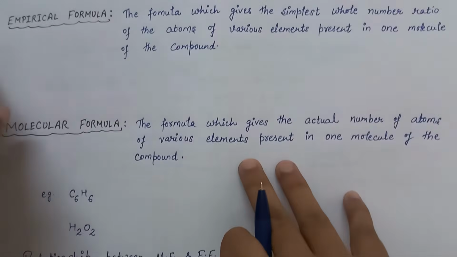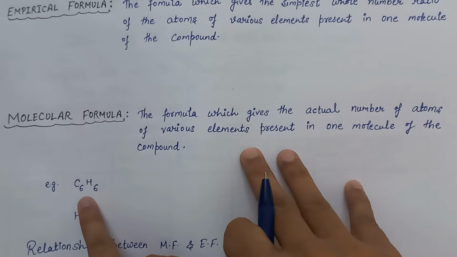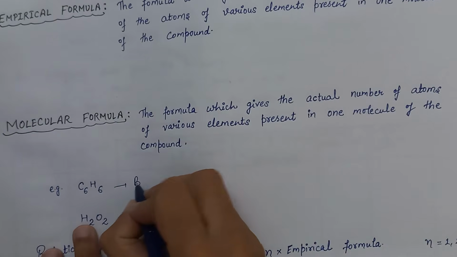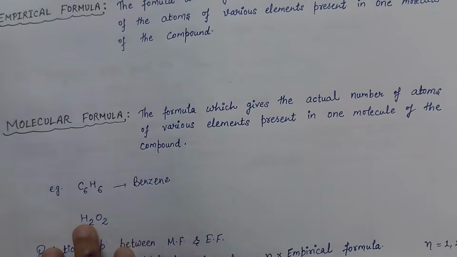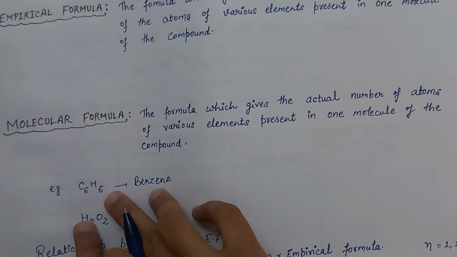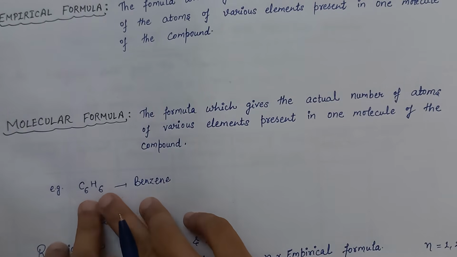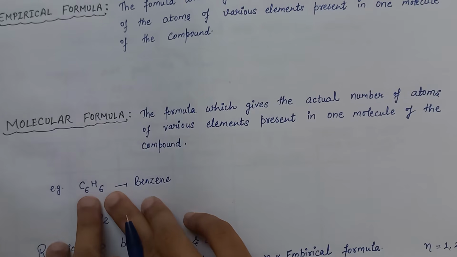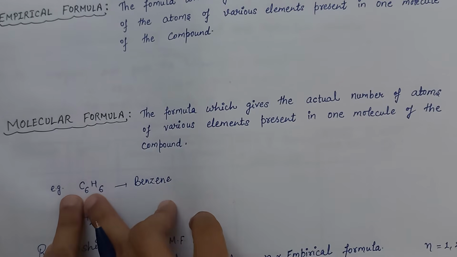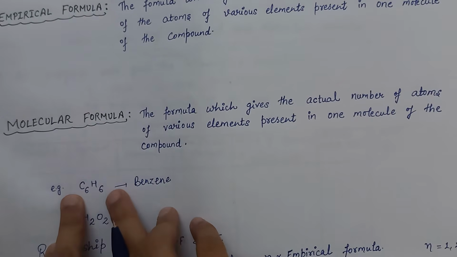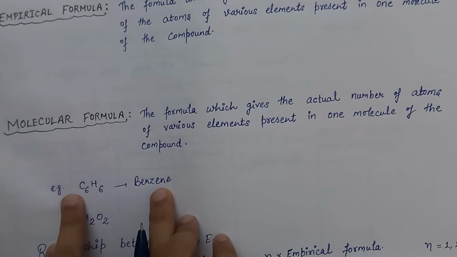So let us consider here an example. We have the example of the benzene molecule. So benzene has the molecular formula C6H6, which means that the molecular formula tells us about the actual number of atoms, that in the benzene we have 6 atoms of carbon and 6 atoms of hydrogen. So this represents the molecular formula of the benzene.